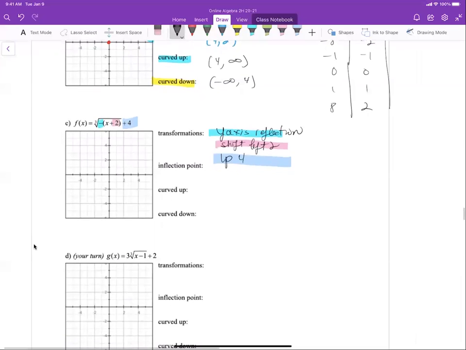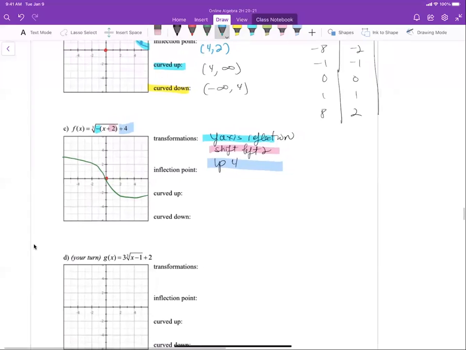So now we got to go and say, okay, here is my original graph. This is what it would have normally looked like. And now I have a y-axis reflection. So this will go that way. That will go that way. So I'm going to get rid of my red. And now I have to shift left 2 and up 4. So I start there. Let's start right there. Okay.